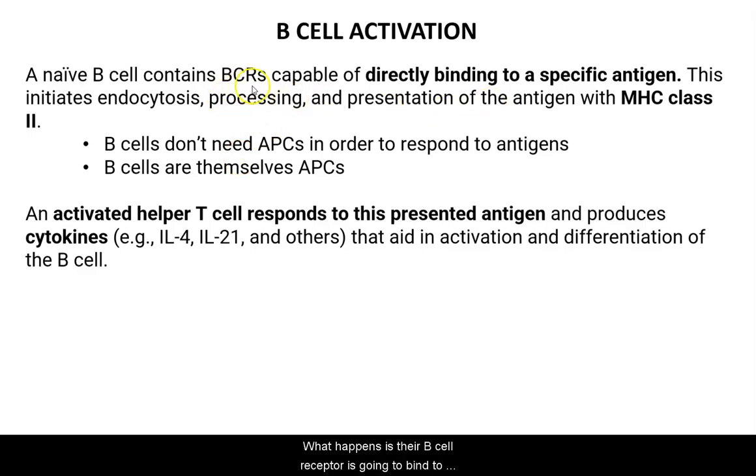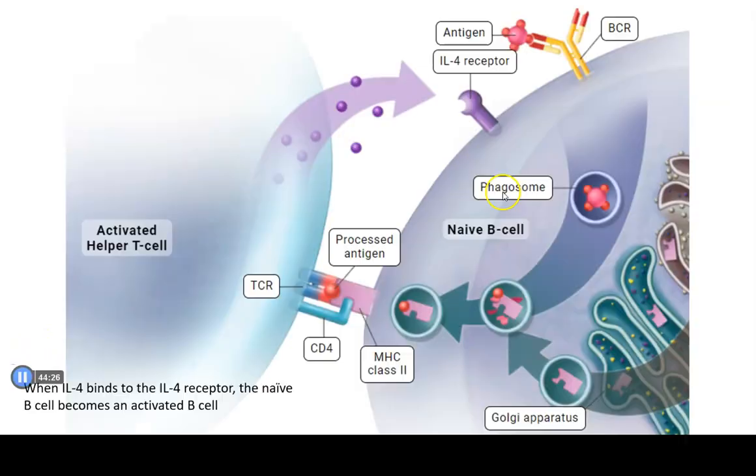What happens is their B cell receptor is going to bind to that antigen, and that's going to initiate the B cell to undergo endocytosis, or bring that antigen in, process it, and present it with its MHC class II molecules. So that means it's then going to present that antigen to a helper T cell. And the helper T cell goes on to produce cytokines that activate the B cell. Okay, so over here we have our naive B cell, right? It has not been activated yet. And over here we have an activated helper T cell.